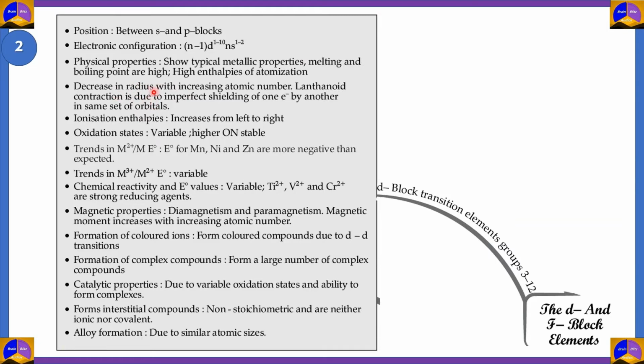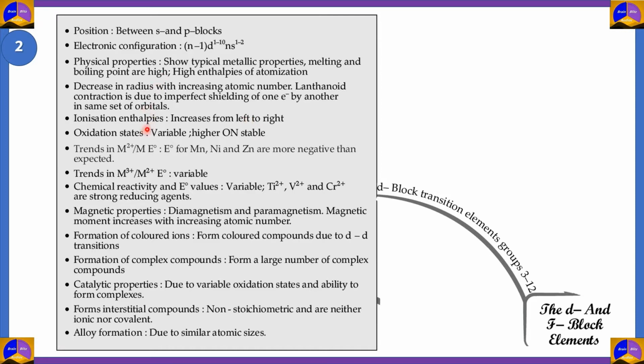Now these elements decrease in radius with increasing atomic number, and this is due to a phenomenon known as lanthanoid contraction due to imperfect shielding. Now, in D block transition elements, the ionization enthalpies generally increase from left to right. However, this trend is not constant. In the middle, you can find some elements which have lower ionization enthalpies than expected, and some others which have higher ionization enthalpies than expected. So this gets varied, but in the end, if you're looking at a general trend, then you can say that ionization enthalpies increase from left to right.